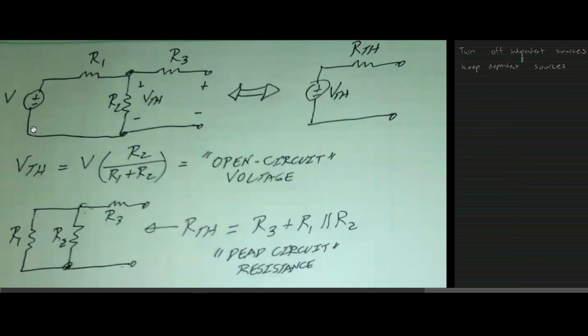And remember, to do the dead circuit resistance, we're going to turn off independent sources but keep dependent sources. However, for this course, we are only looking at independent sources. And that's it for the notes for this specific material.